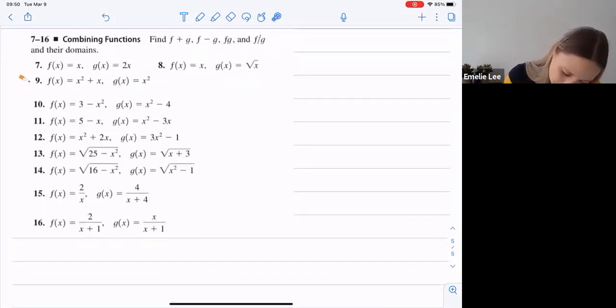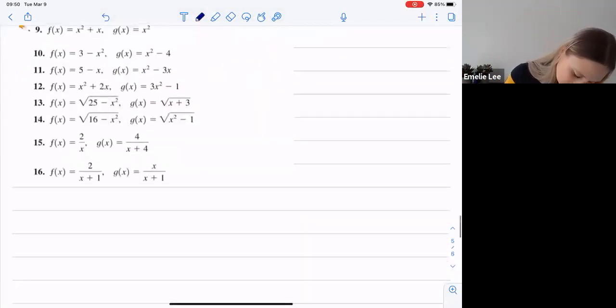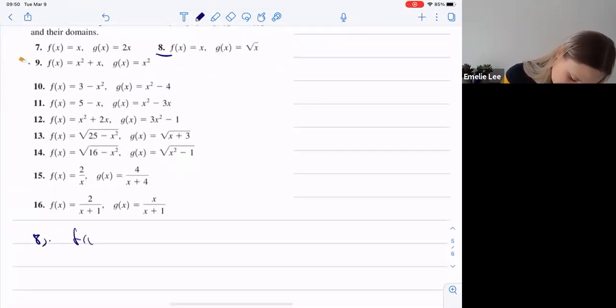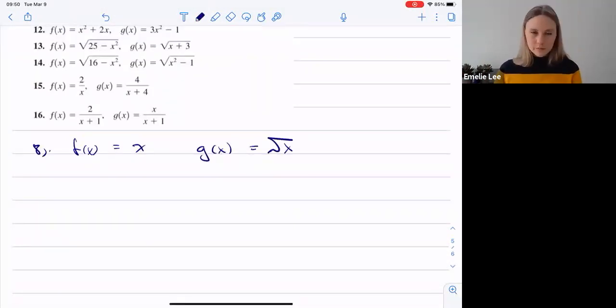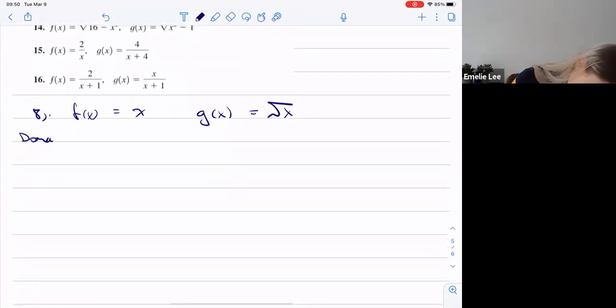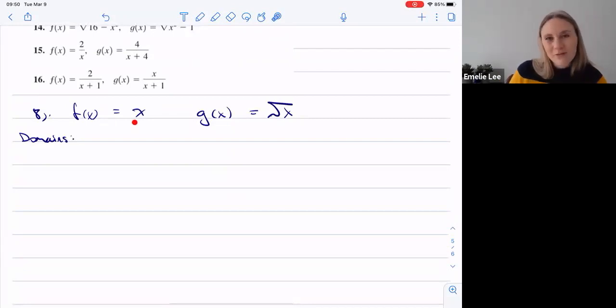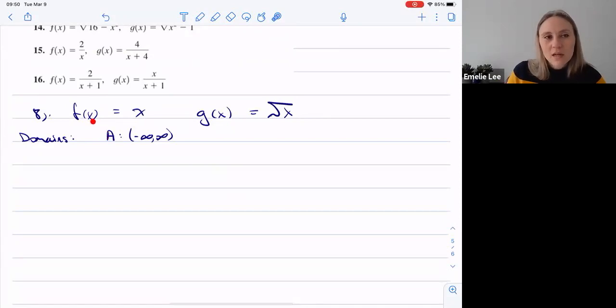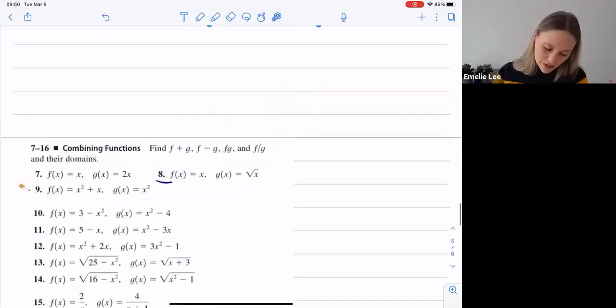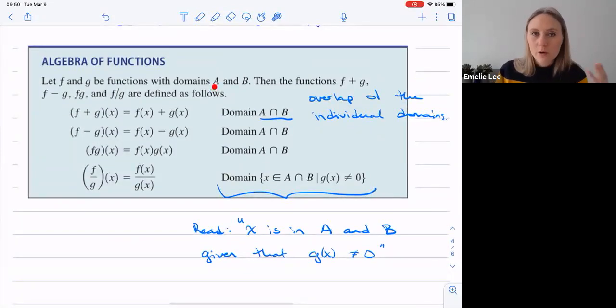Let's do the next one together because it has some restrictions here. So f of x is x and g of x is the root of x. First, I need to figure out what the domains are, right? The domain for f of x is just all the real numbers, so a is the set from negative infinity to positive infinity, where a is the domain of f of x. I'm using the same notation as the definition here. So f has a domain of a, and g is going to have a domain of b.